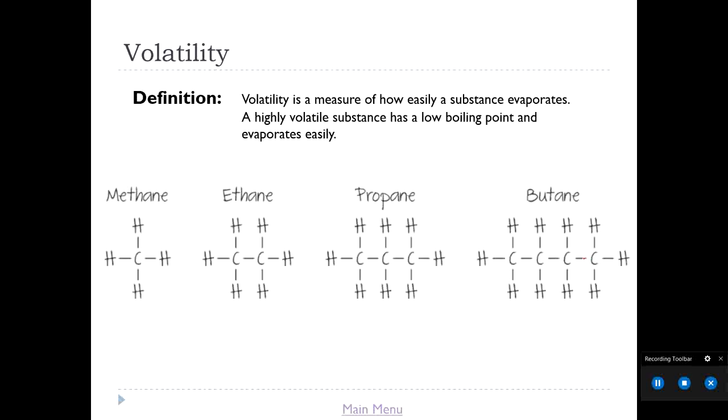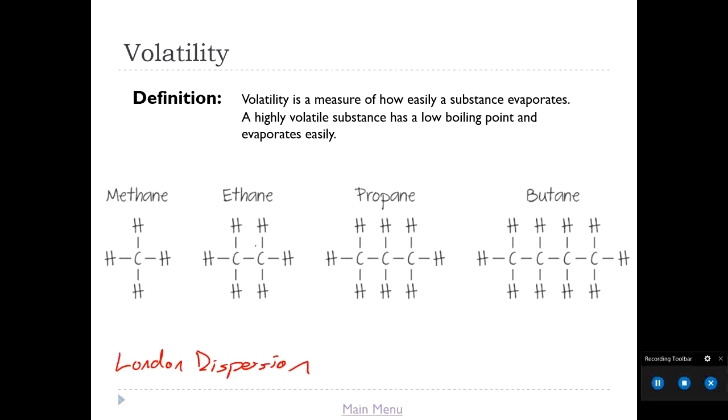So let's take a look back at our homologous series here. Remember, we discussed in a previous video, we have methane to butane, and the forces of attraction between these are all nonpolar substances, so there's no dipole-dipole interaction, there's no hydrogen bonding interaction. These are all interacting intermolecularly through London dispersion forces. London dispersion forces increase and get stronger with the molecular mass of the molecule. As the molecular mass increases, the more electrons you have present and the stronger the London dispersion forces will be.